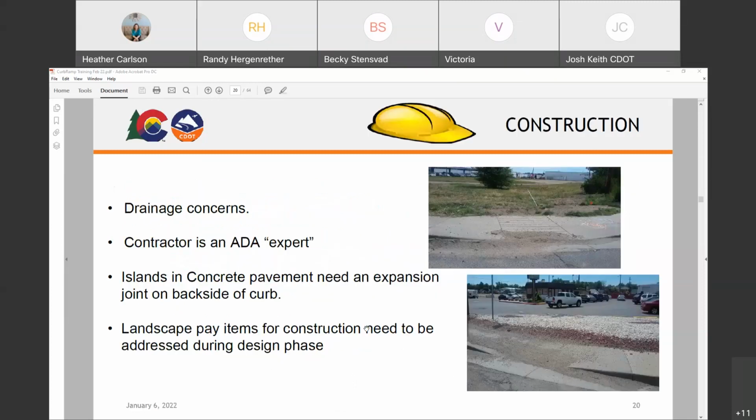So these are some quick points about construction with drainage and islands and concrete pavement and landscape items and that kind of stuff. The one point here is to be wary of contractors who will assert to you that they have done this before and they are an ADA expert. I've seen that burn a lot of projects, and we still need to do our due diligence and pay attention to what is getting built and try to keep an eye on the design if you're overseeing that as well.